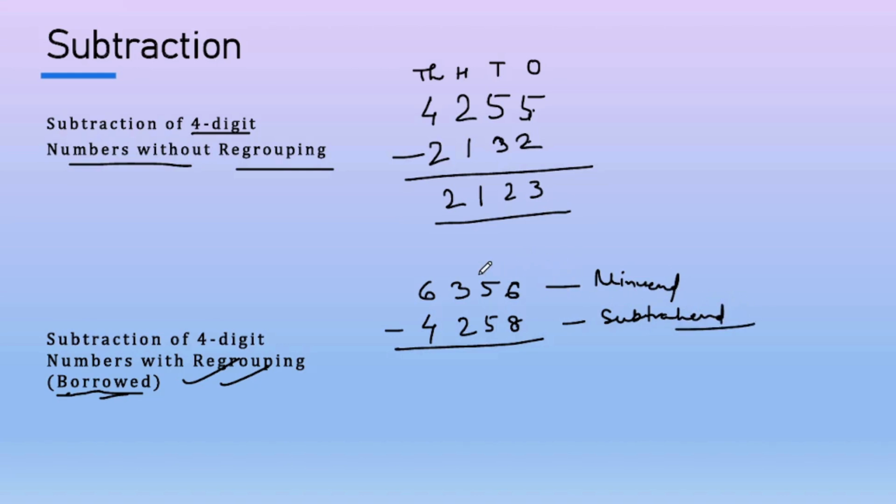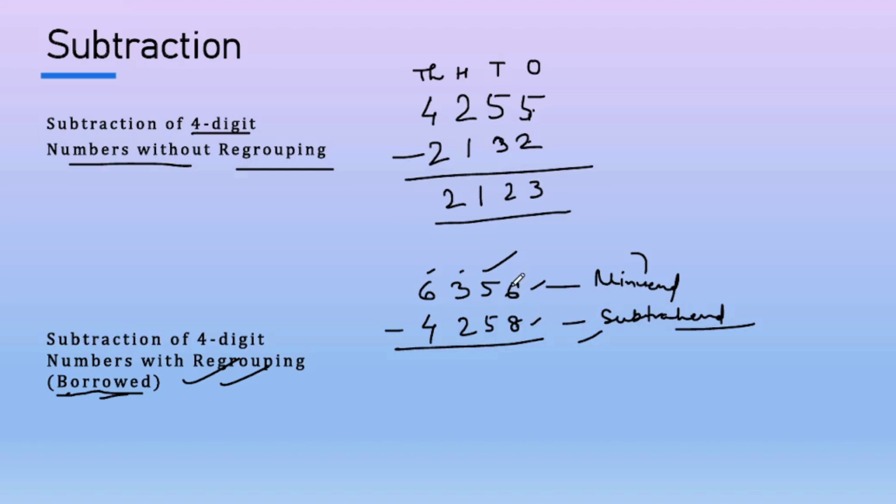So जो बड़ा नंबर है उसको minuend बोलते हैं और जो छोटा नंबर है वो subtrahend बोलता है. So you subtract the smaller number from the bigger number. So the number I am talking about, not the digit. So here 6356 is a bigger number than 4258, right? So we are subtracting that.